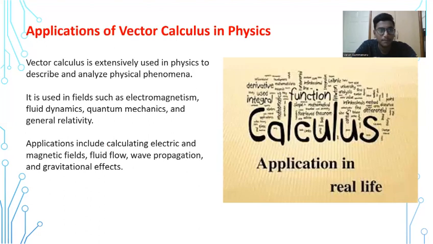Next, we will discuss applications of vector calculus in physics. Vector calculus is extensively used in physics to describe and analyze physical phenomena. It is used in fields such as electromagnetism, fluid dynamics, quantum mechanics, and general relativity. Applications include calculating electric and magnetic fields, fluid flow, wave propagation, and gravitational effects.